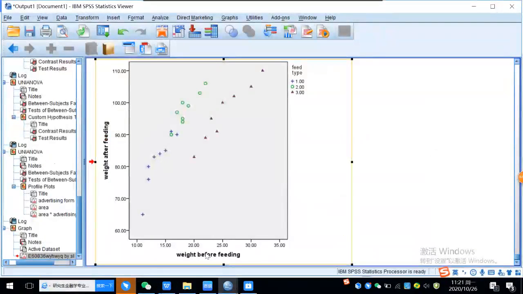Why? Because the weight before feeding and the weight after feeding, all of these markers in different feed types, they all have the linear trend. Linear trend, linear trend, linear trend. Second, the slope of the linear trend is the same or similar. So that means the weight before feeding can be used as a covariate.